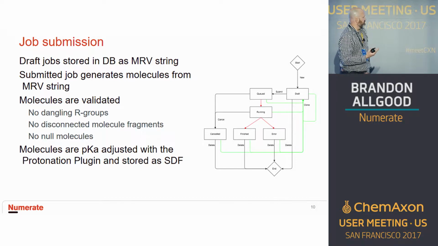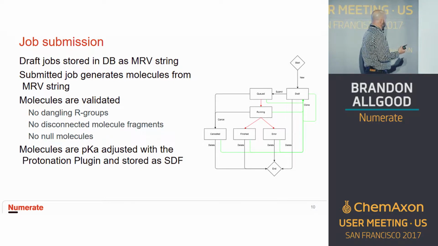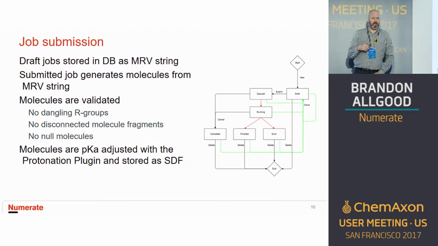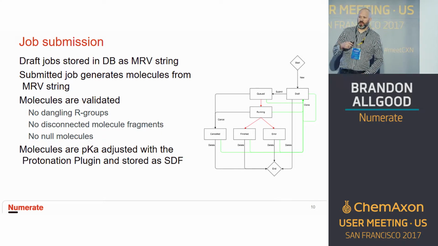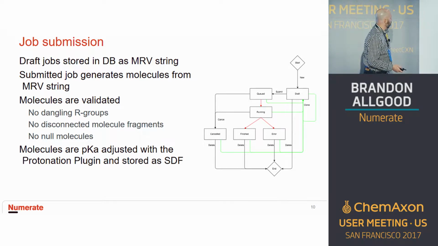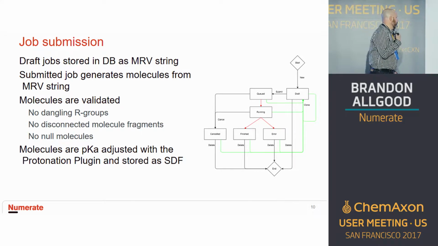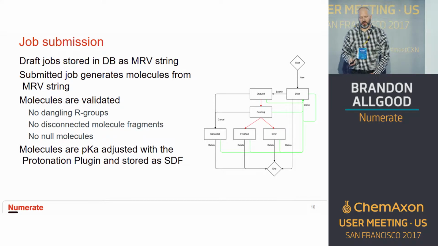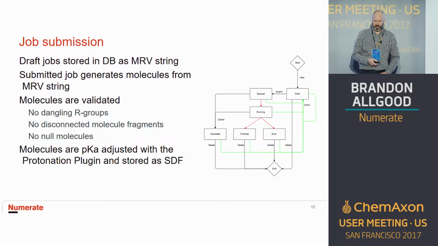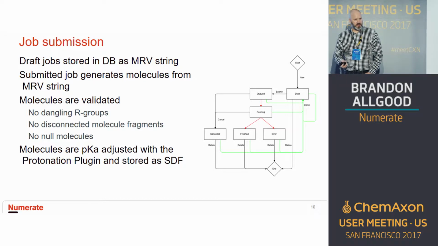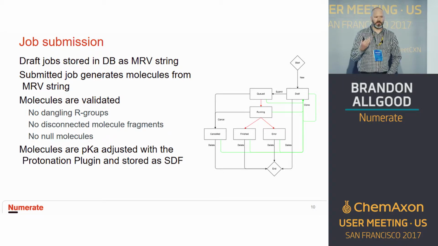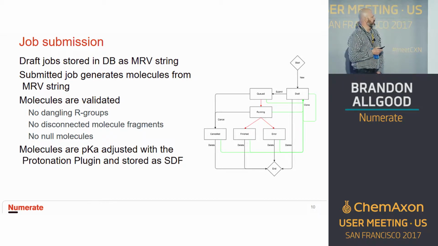Within our system, what we generally do is take those and store them as MRV files within our database until submission time. At submission time, we then generate molecules. We do a number of different checks on those spaces. Do they have dangling R groups? Make sure that there aren't disconnected molecule fragments. Make sure there's not any null molecules that come out of this. And once that's been validated, we then also pKa adjust those, so that you don't have to worry ahead of time about pKa adjustment when you're designing the spaces.